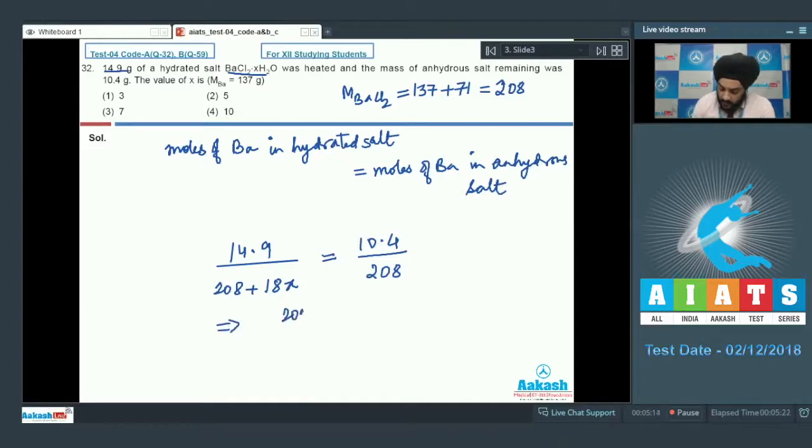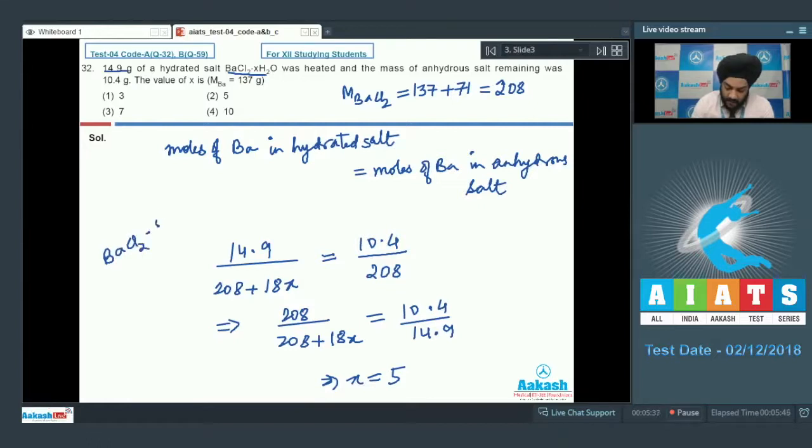So we have 208 upon 208 plus 18x equal to 10.4 upon 14.9. If we solve this expression for the value of x, we have the value of x equal to 5. So students, the given salt is BaCl2.5H2O and the answer which we are looking for in this question is correctly given in option 2. Let us look at the next question.